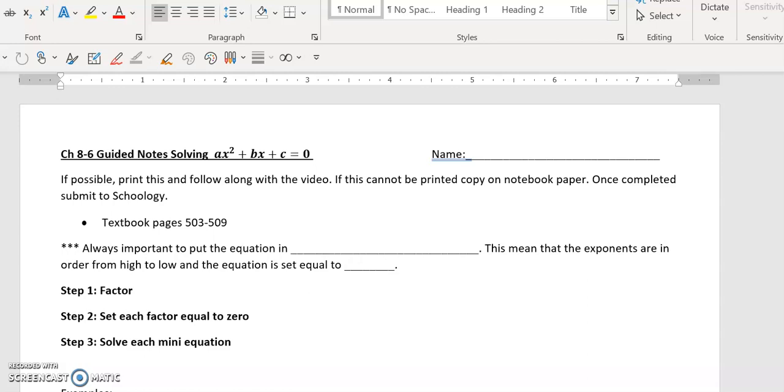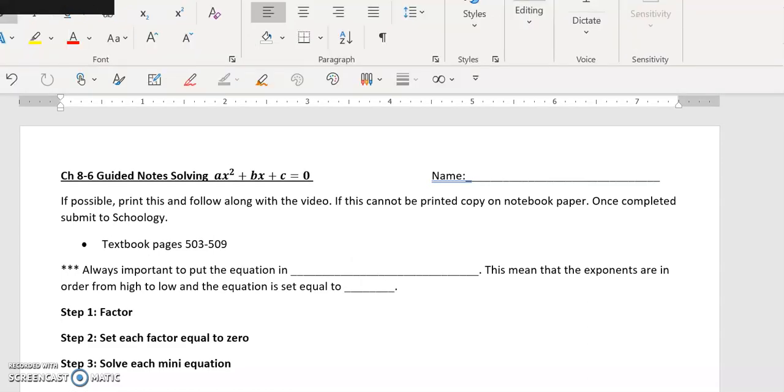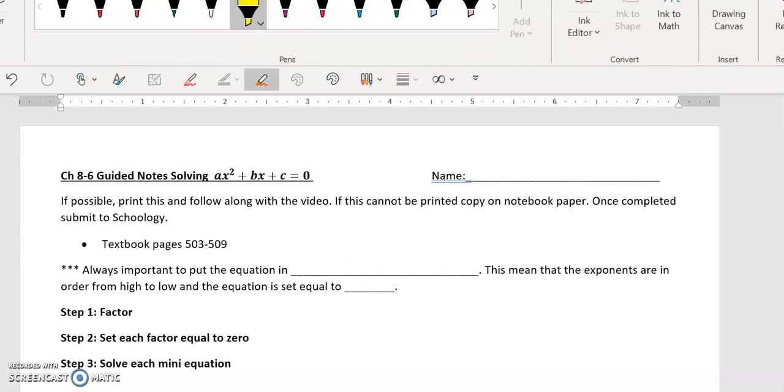If you would rather, instead of watching the video, use the textbook, you can try it. It's pages 503 to 509. But I think it'd be more successful just watching the video. You guys already watched videos like this on Khan Academy last week, but I'm adding to it here.